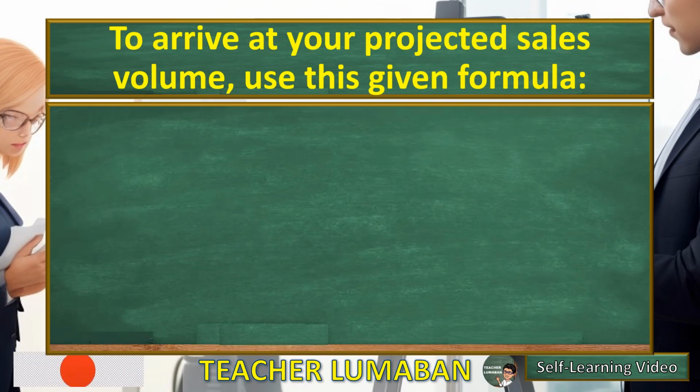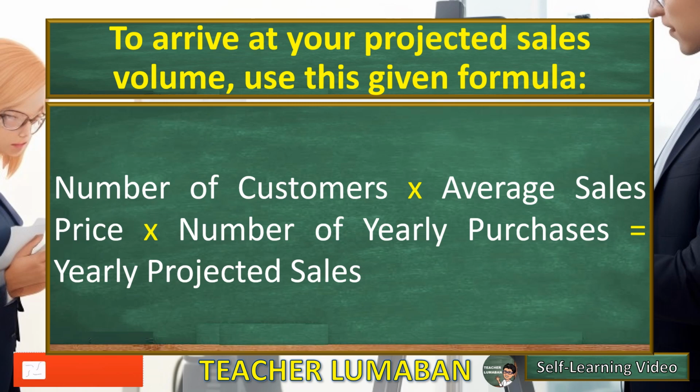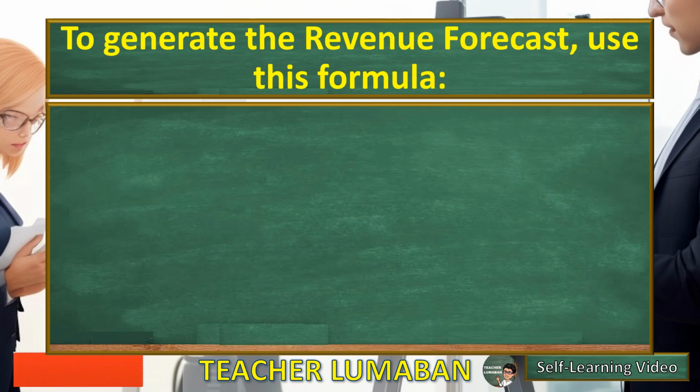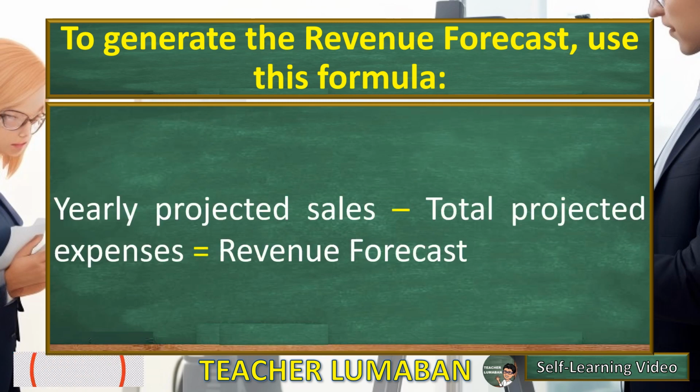To arrive at your projected sales volume, use this given formula. Number of customers, multiply by, average sales price, multiply by, number of yearly purchases, equals, yearly projected sales. To generate the revenue forecast, use this formula. Yearly projected sales, minus total projected expenses, equals, revenue forecast.